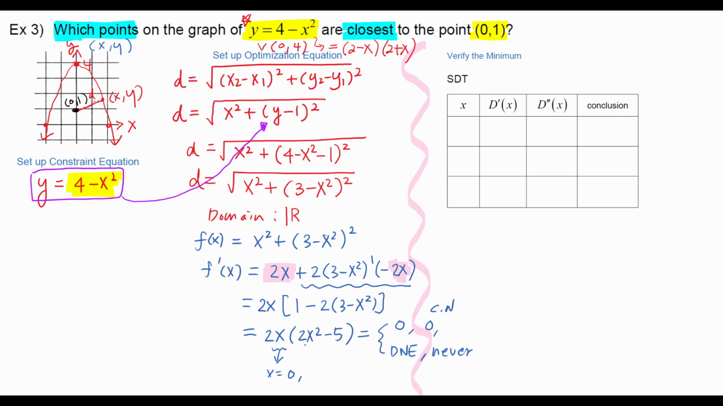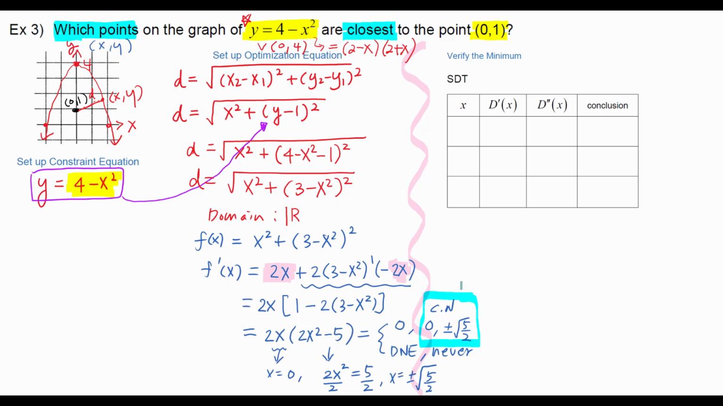My f prime of x will be 0 if 2x squared minus 5 was 0, which would mean that 2x squared is equal to 5. And then you divide both sides by 2. So your x should be then x is equal to plus minus radical 5 over 2. So those are another 2 critical numbers of yours. So I have 3 critical numbers that I found.